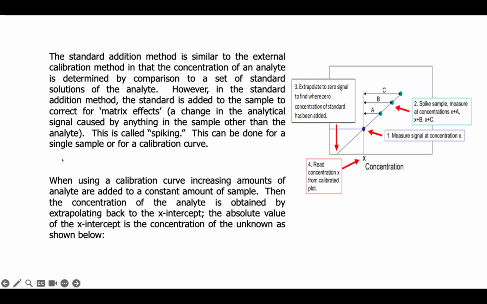This can be done for a single sample or for a calibration curve. If you are doing a single sample, it can be done with spiking, or you can do it for a series of samples by using this spike method. When using a calibration curve, we have a series of increasing concentrations. Then we can plot the calibration graph. So this one we have discussed.